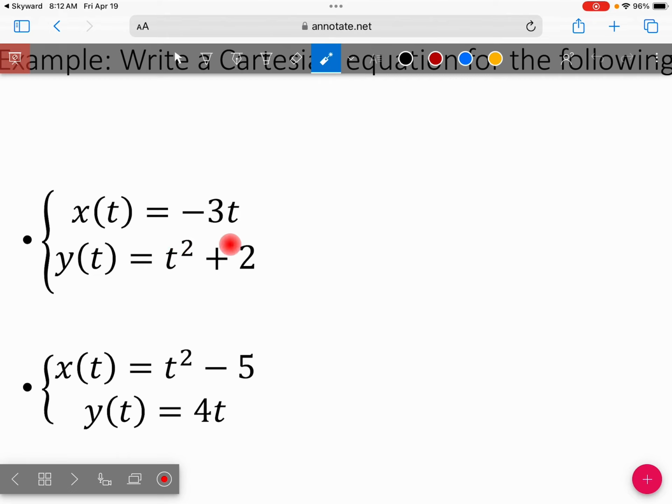Okay, so in this function, do we have a red light for this x parameter? A red light would be a square root or dividing by a variable. So we don't have that here. What about in our y parameter? Do we have a red light? No. So we're starting off with a domain of all real numbers.